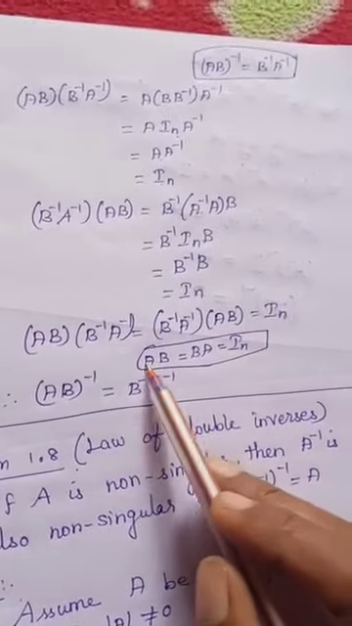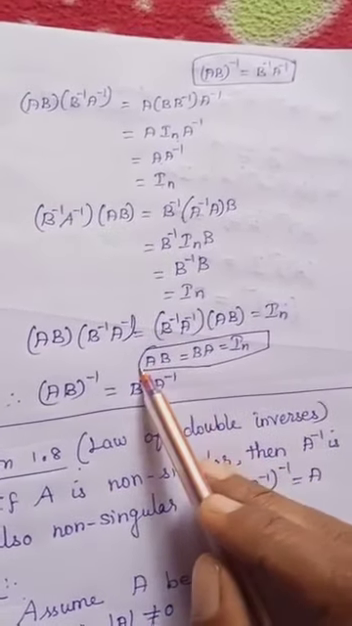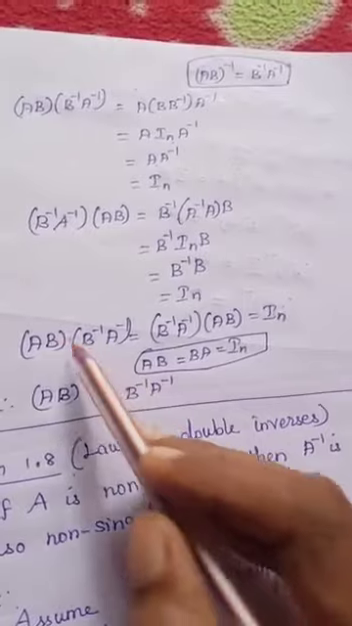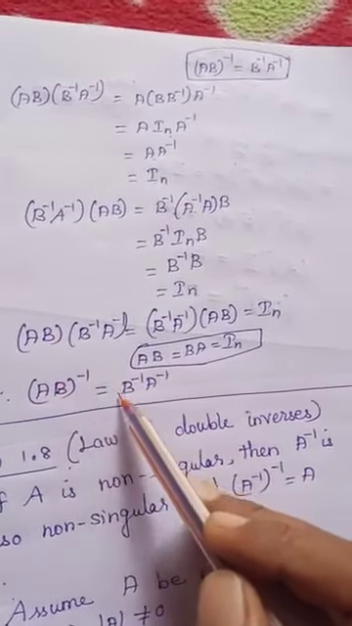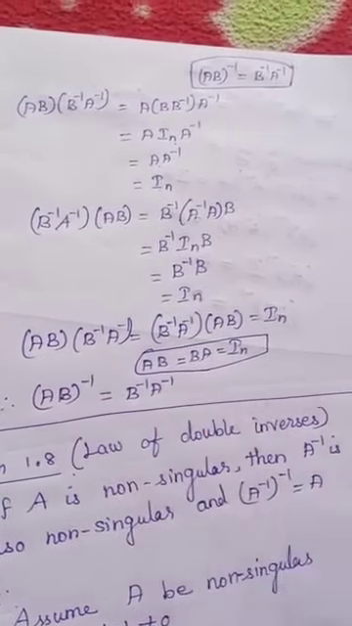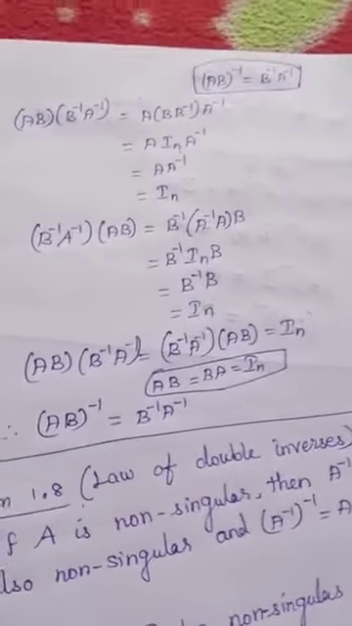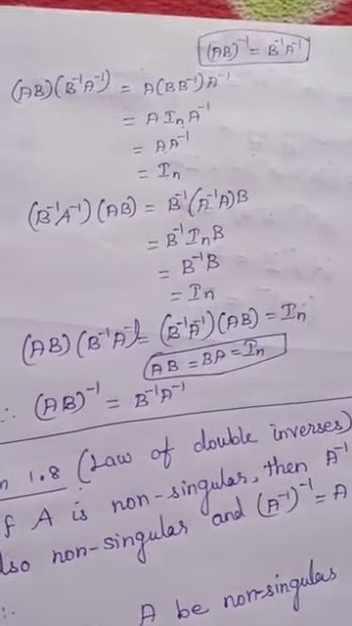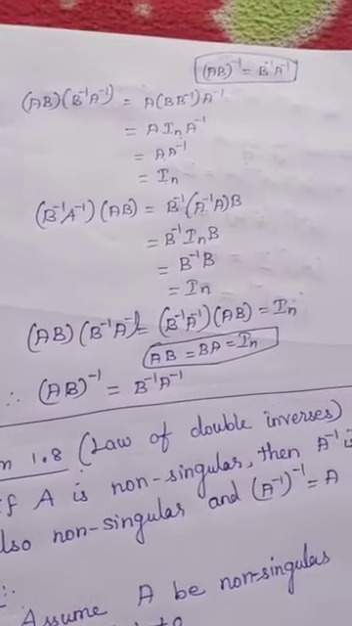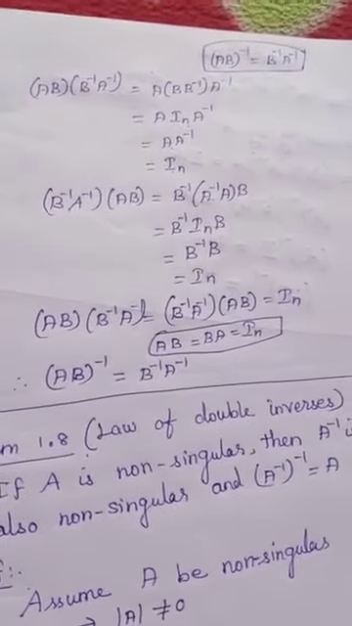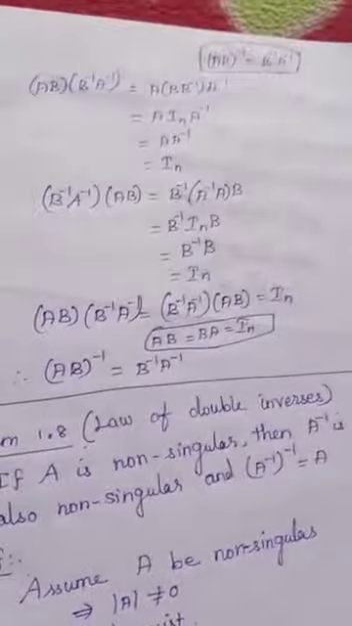So, what we can say? A is the inverse of B or B is the inverse of A. Here it is very simple. AB the whole inverse is equal to B inverse into A inverse. That is, inverse of AB is B inverse into A inverse. Is that clear? Shall we move to the next one?